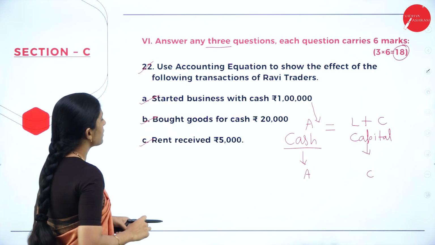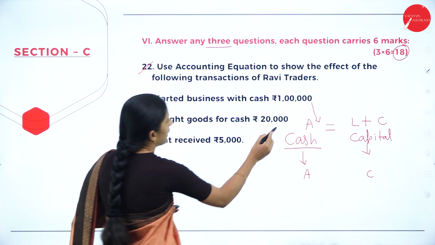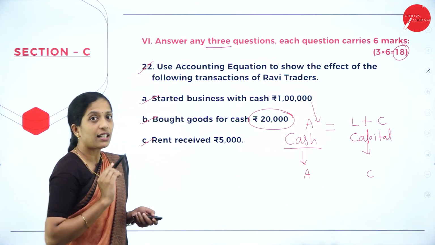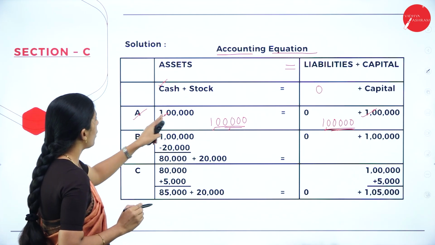Now, coming to your second situation, bought goods for cash 20,000. If you see the transaction, how much cash was there? 1 lakh.